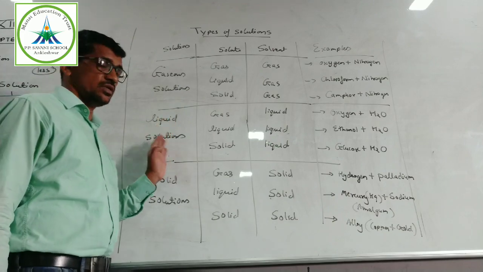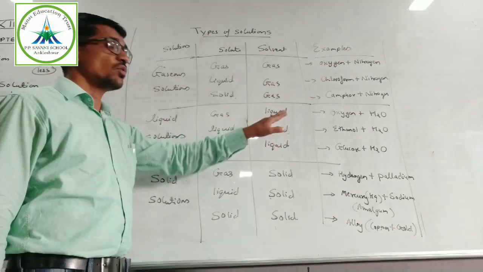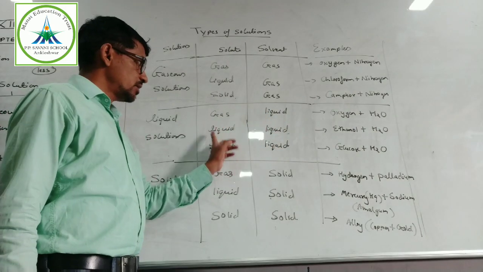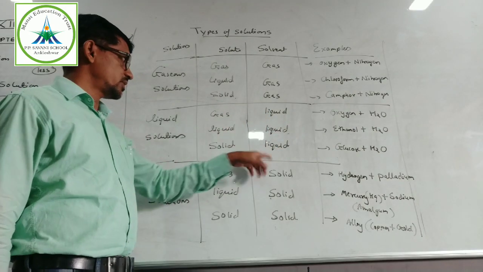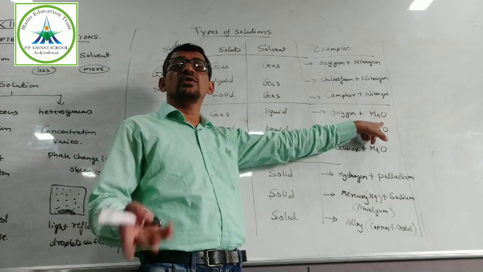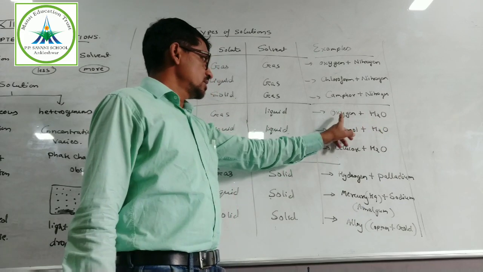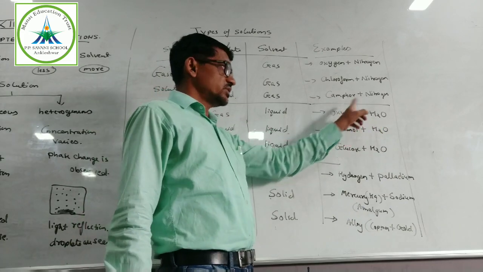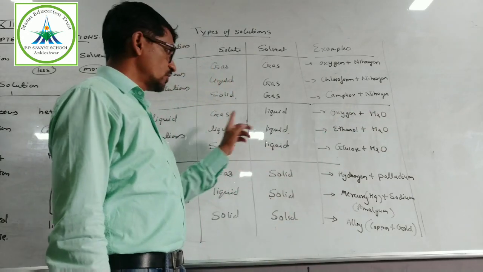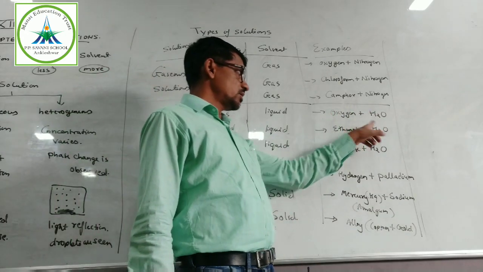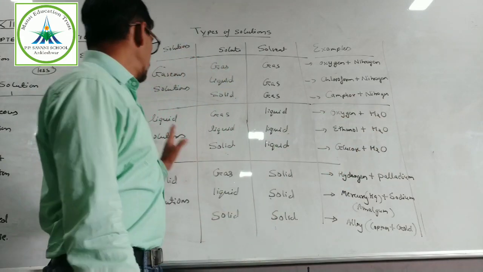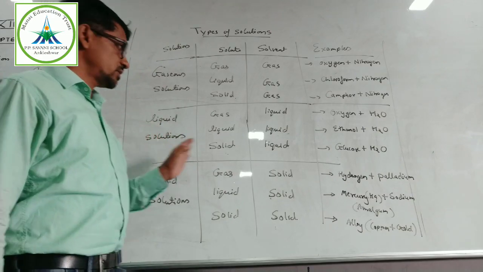Similarly, the liquid solution. In a liquid solution, the phase of the solvent is what? Liquid. So gas in liquid, liquid in liquid, and solid in liquid. Gas in liquid, different gases you dissolve in water or any liquid, then it is known as a liquid solution. Oxygen in water, nitrogen in water. Similarly, liquid and liquid, then ethanol plus water. If you add ethanol in water, then it is known as a liquid solution.